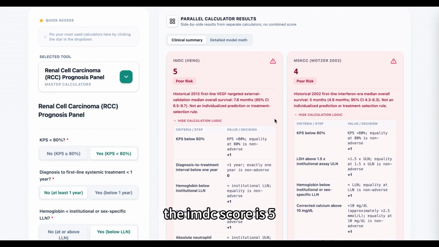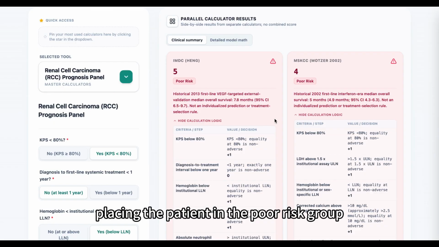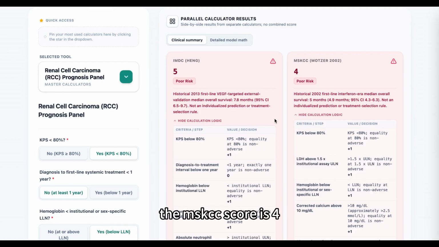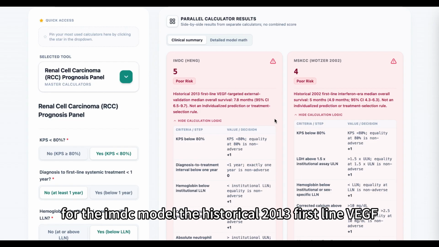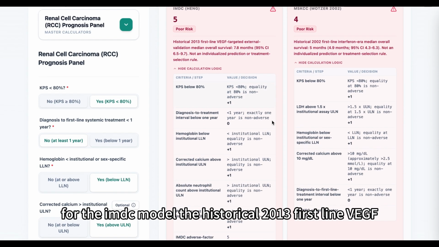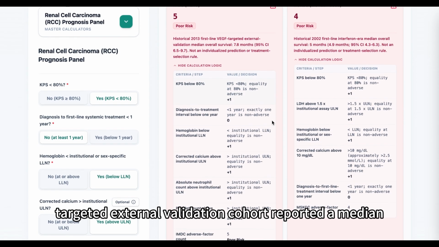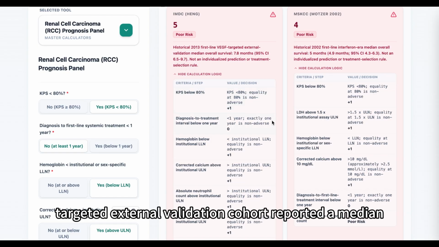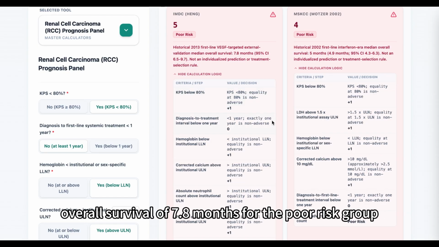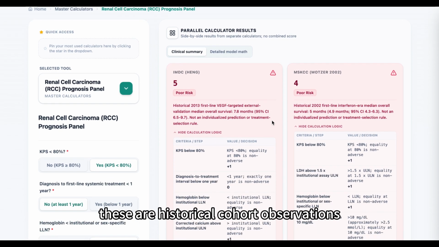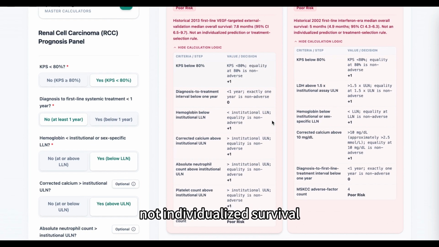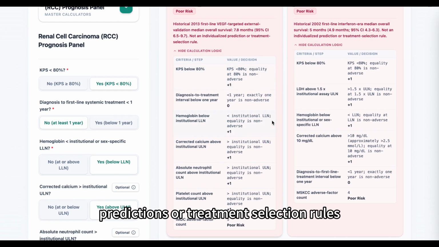The IMDC score is 5, placing the patient in the poor risk group. The MSKCC score is 4, also placing the patient in the poor risk group. For the IMDC model, the historical 2013 first-line VEGF-targeted external validation cohort reported a median overall survival of 7.8 months for the poor risk group. These are historical cohort observations, not individualized survival predictions or treatment selection rules.